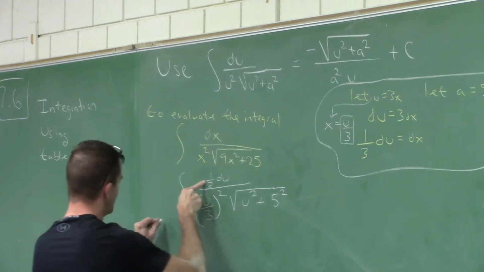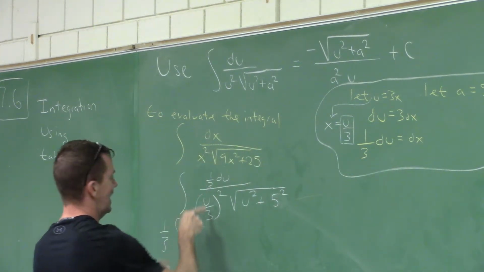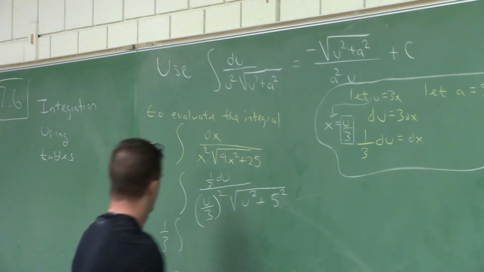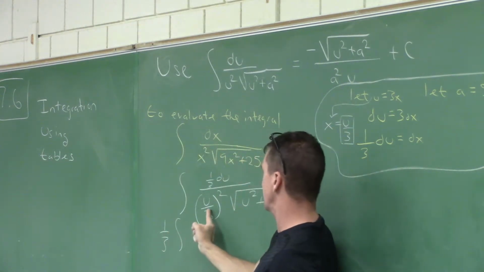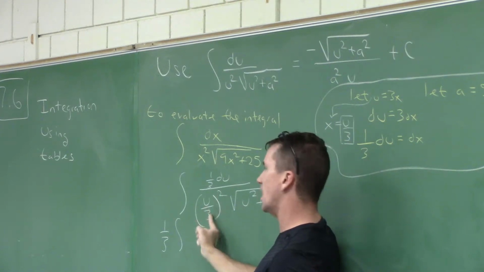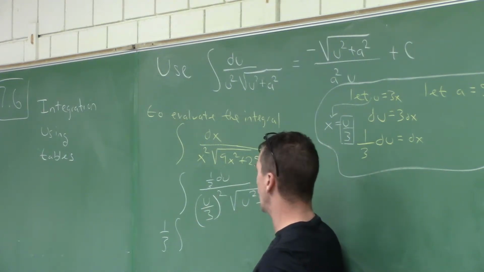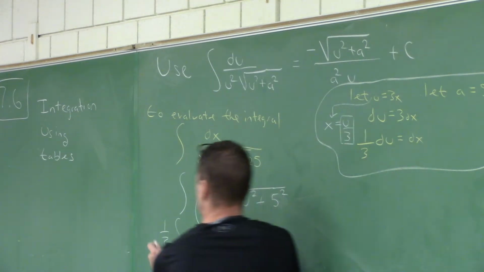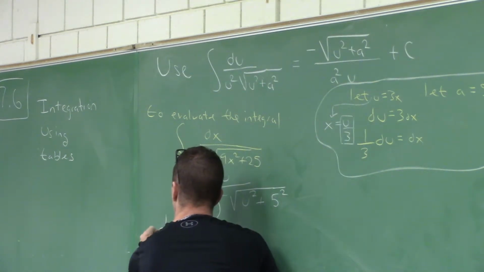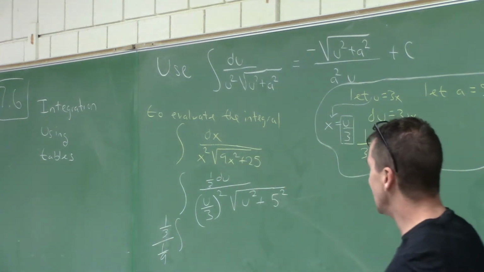So I'll put this 1/3 out here. Great call. How about this one, everyone? He took that 1/3 out in front, but what about this one? That's 3 squared, which is 1/9, but it's a 1/9 in the denominator. Can you help me with this? 1/3 divided by 1/9. What is that?